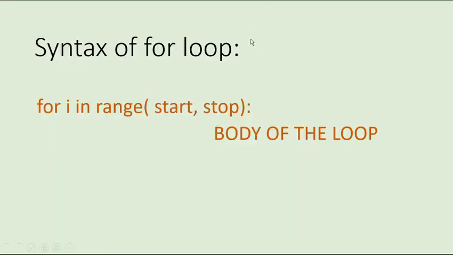Now, what is the syntax of for loop in Python? In Python, the syntax of for loop is for i in range, and inside the parentheses it will be the starting number and then the last number till which we want the for loop to run. And then we have to put a colon, which is mandatory, as this is the syntax. And then after that is the body of the loop. That means the steps that we want to be repeated, we have to write from this position, and we have to mind the indentation also.